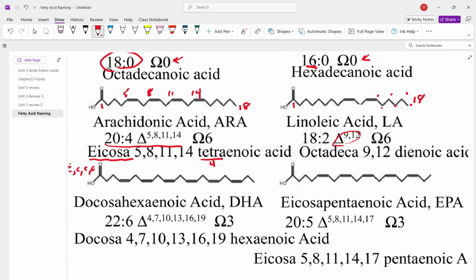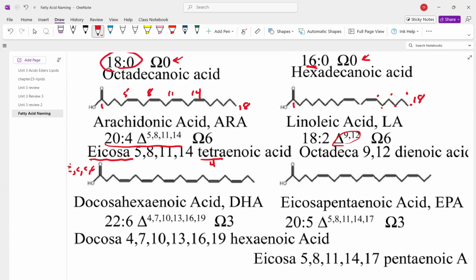The delta starts from the acid end. The omega, think of the omega as the last letter of the Greek alphabet. So that's an easy way to remember. It's also the last carbon in the acid. Does that make sense? Okay. So it's an omega-6. That means 6 in from the end.